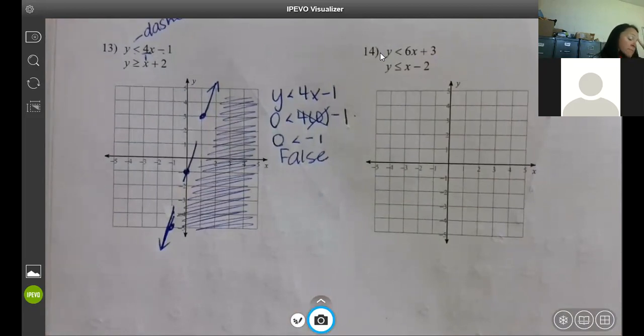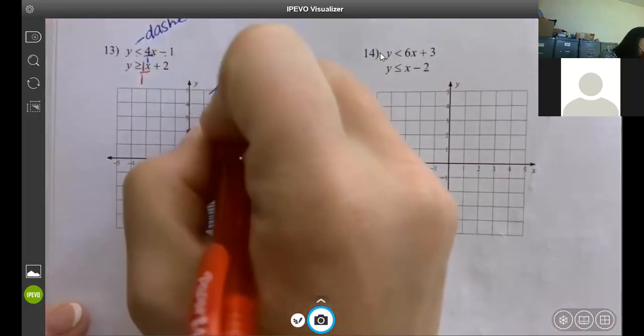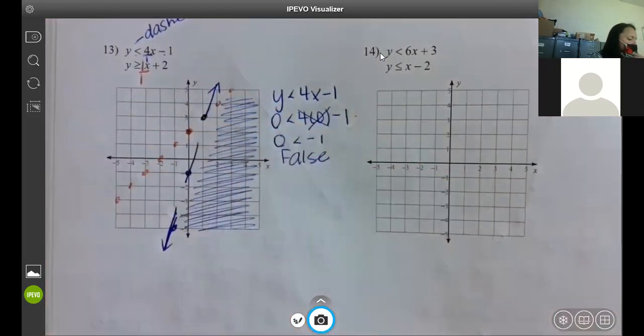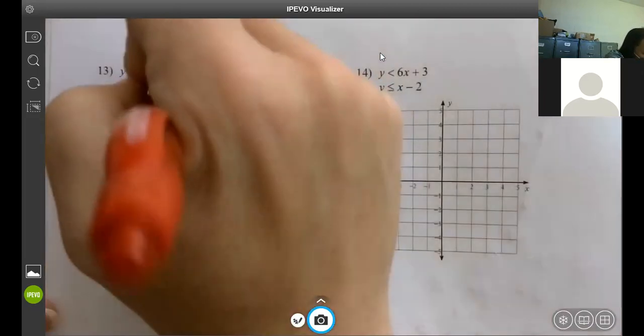All right. The second equation starts at 2. Its slope is 1 over 1, so up 1 over 1. Is it solid or dashed? Solid, because it's equal to.